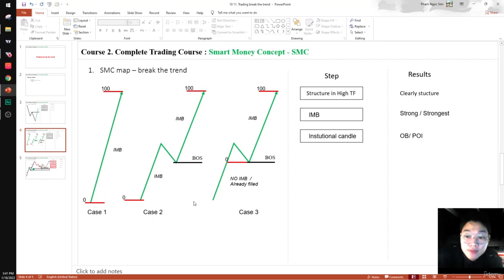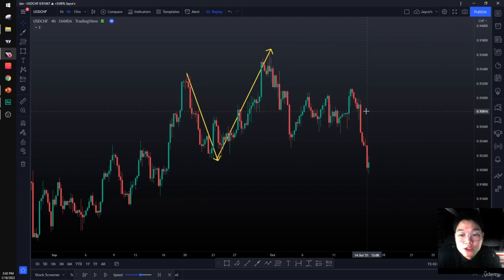And in the next video, I will give you an example about the third case, only having the imbalance in the second pullback leg of the breakout leg. So let's get started. And here is the chart of the USD/CHF in the 4 hour time frame.